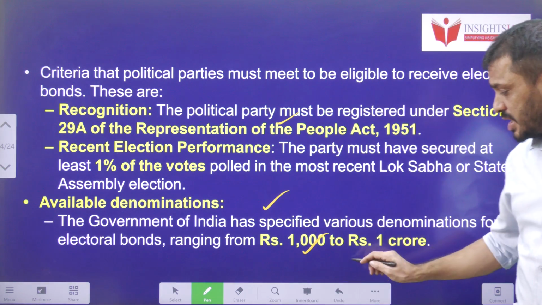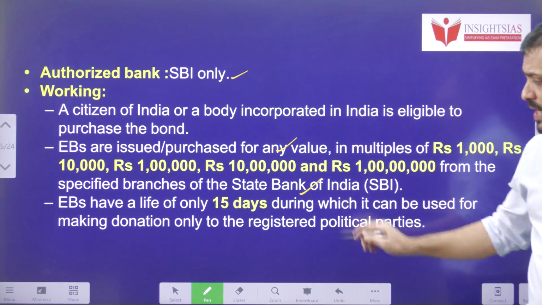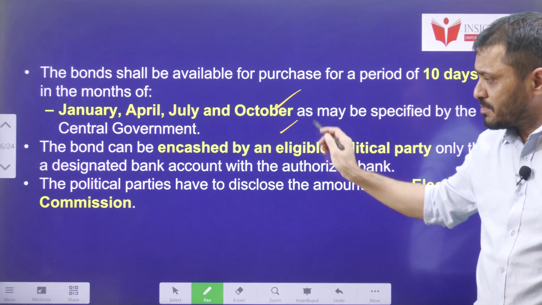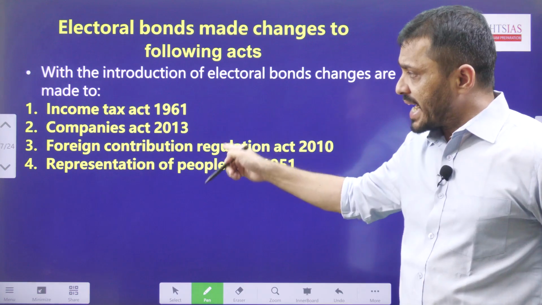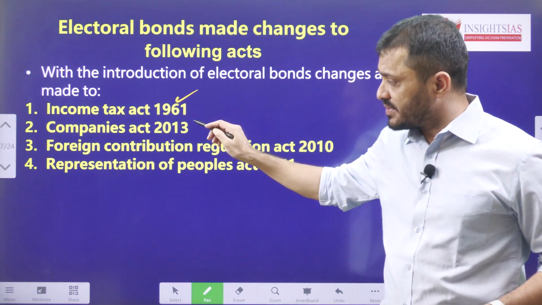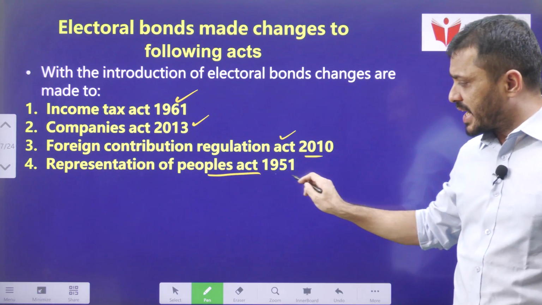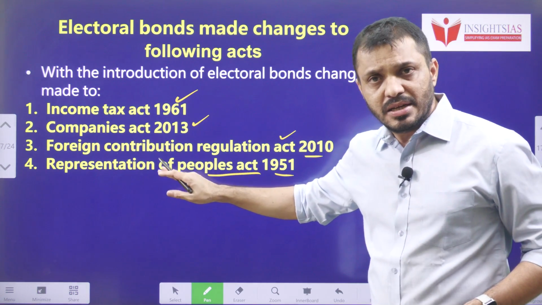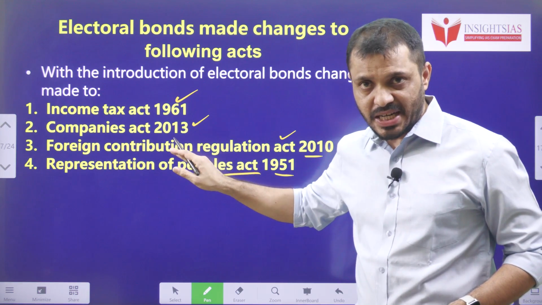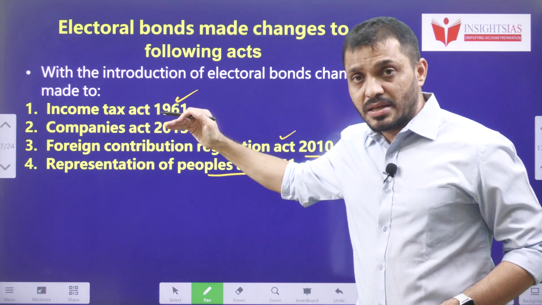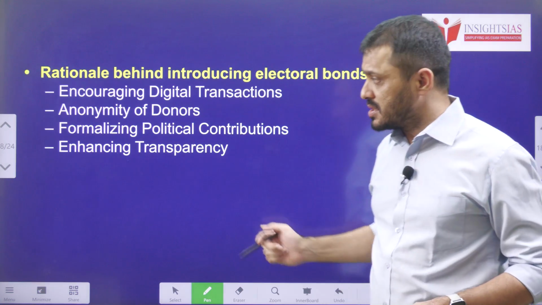And available denominations are 1000 to 1 crore, authorized bank SBI only. SBI, we discussed all these things, in which months they can be sold. And for the introduction of the electoral bonds, the following acts were amended: Income Tax Act 1961, Companies Act 2013, FCRA 2010 and the Representation of People Act 1951. All these were amended in the Financial Bill 2017, that is the Financial Act 2017. Through that act, these legislations were amended to facilitate the introduction of the electoral bonds.